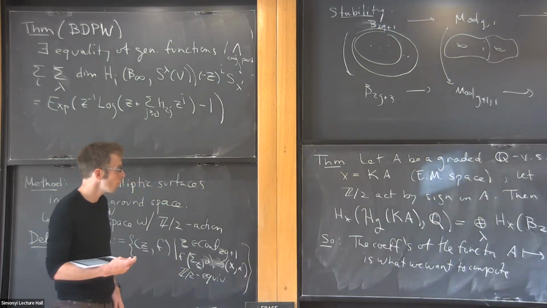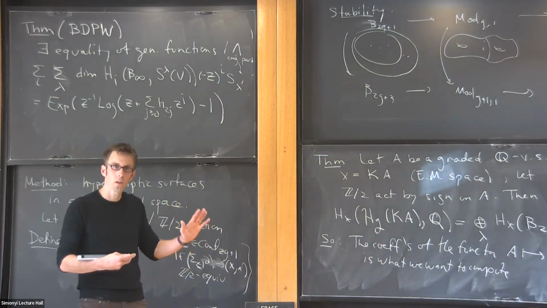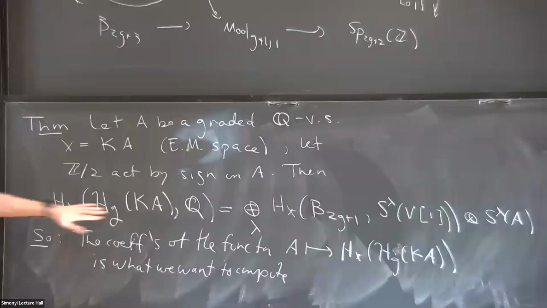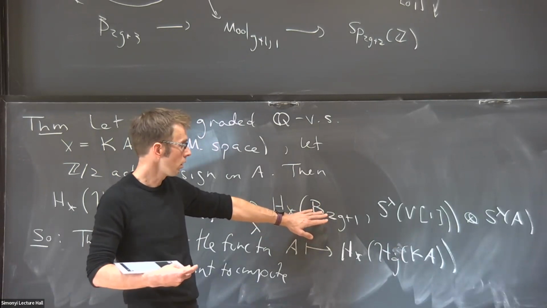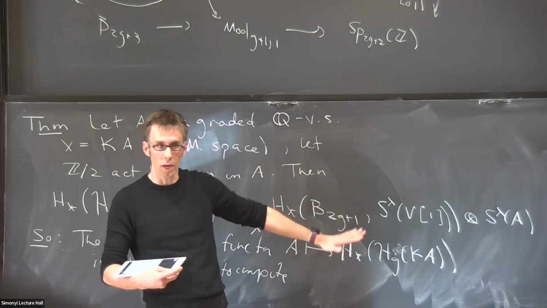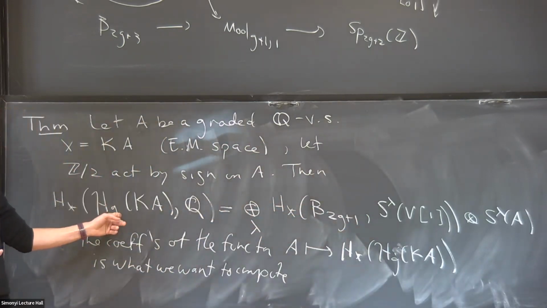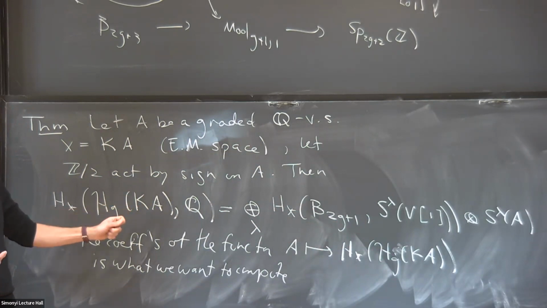So what does this do for us? On the right-hand side of this expression, the thing we're trying to compute is the group cohomology of V to G plus one, with coefficients in S lambda V. That's the thing we're after. We've translated this into something about computation of the cohomology of this space of hyperelliptic curves with a map to an Eilenberg-MacLane space.